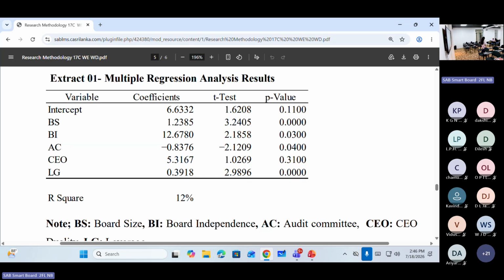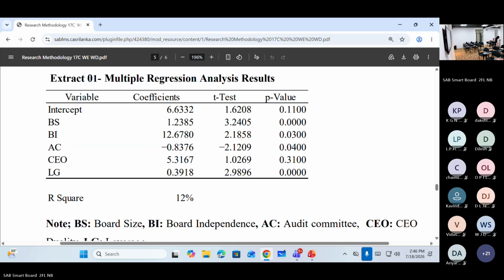since H1, H2, H3 and H5 are accepted. They create a significant impact on financial performance. Right.